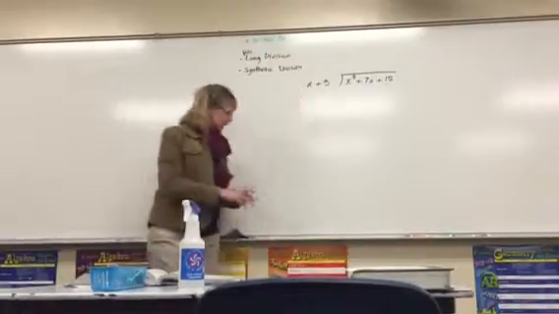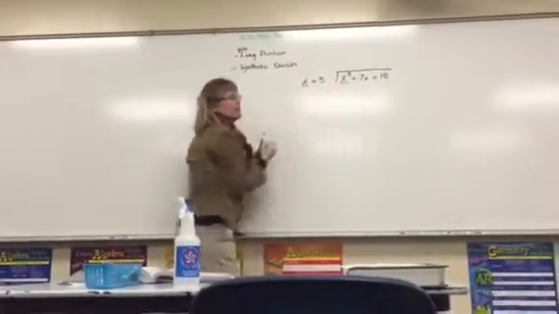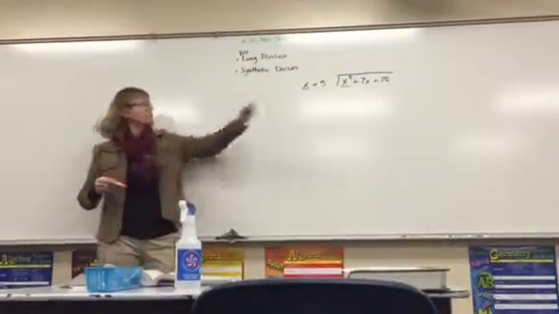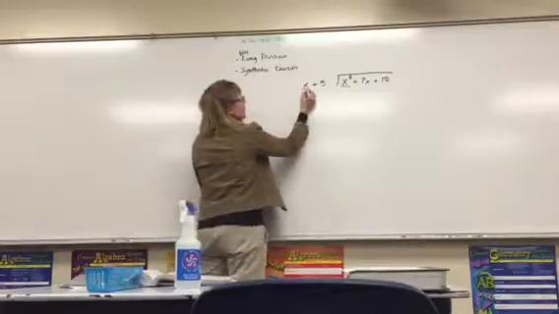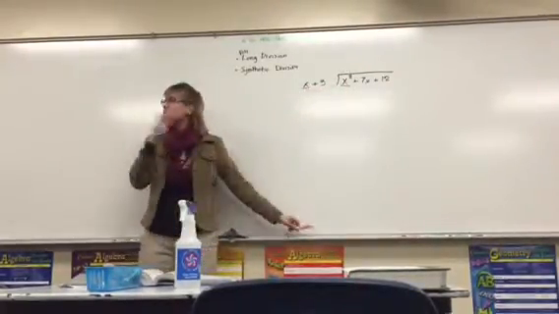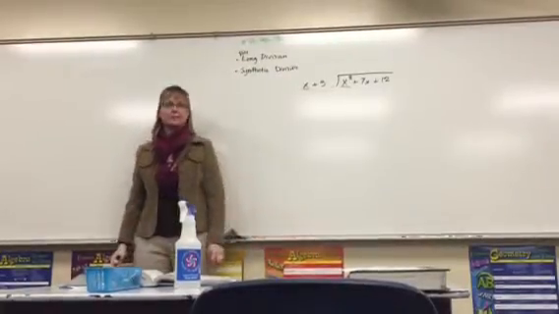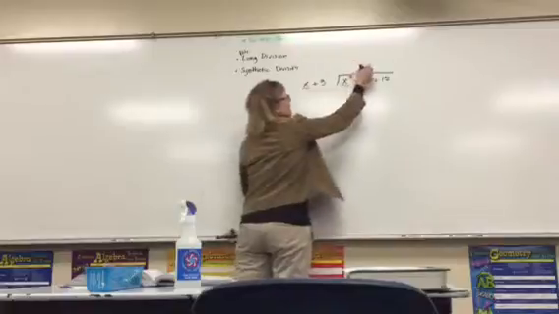The first thing I look at is I consider this first term here and this first term in the dividend. This one is an x. This one is an x squared. I want to ask myself, what would I multiply by to go from x to x squared? X times what equals x squared? X times x. So I'm going to put that x here.